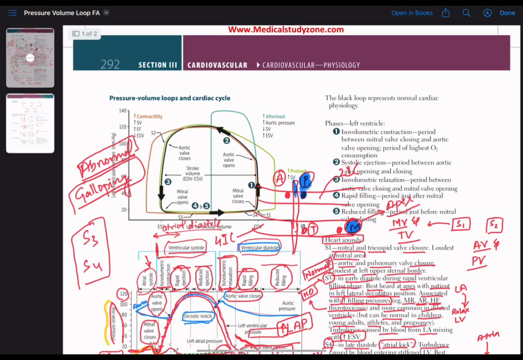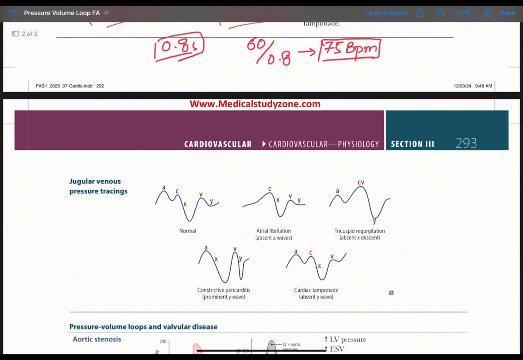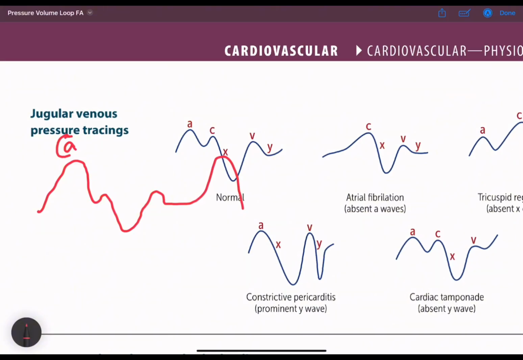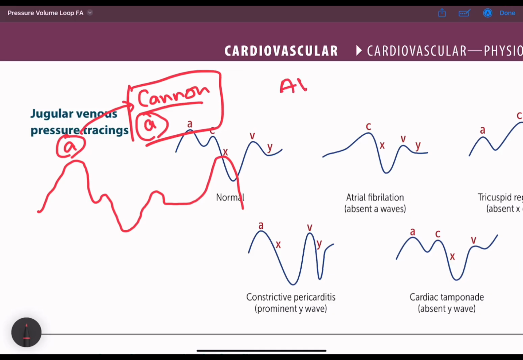So what happens in that phase? In AV dissociation, we have a peak A wave followed by C, X, V, Y, then again we have a peak. So this peaked A wave is known as Cannon A wave, which is a hallmark feature of AV dissociation.